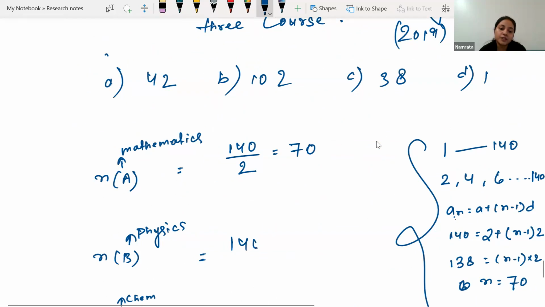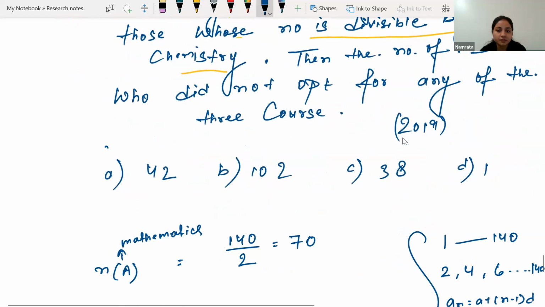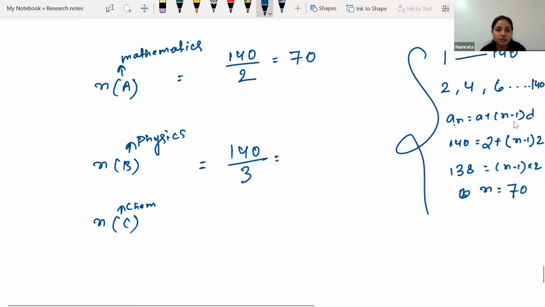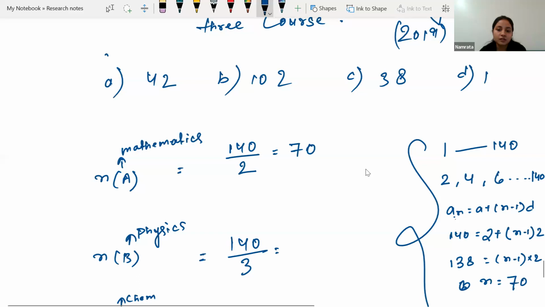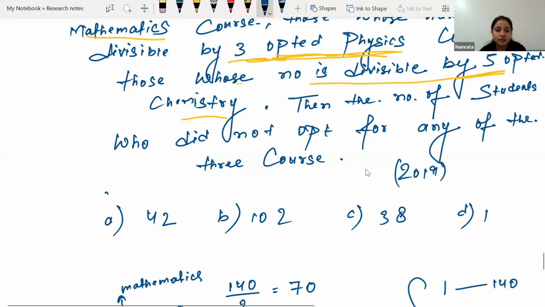So 140, I can use GP, right? Can we use GP here? GP, arithmetic progression. For the next one, take it. No, ma'am. Sorry.